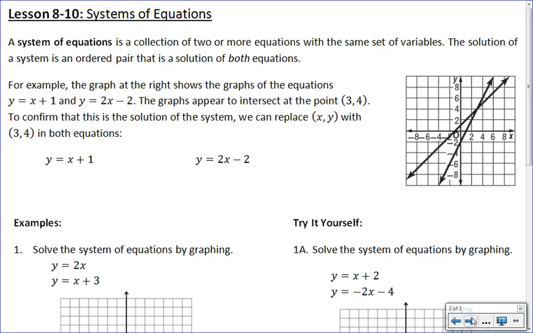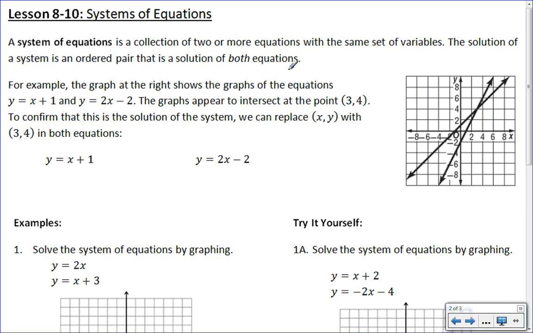A system of equations is a collection of two or more equations with the same set of variables. Usually for us, this will be x and y, though it could be something different, especially if it's dealing with an actual real-world situation. But two or more equations with the same set of variables. The solution of a system is an ordered pair that is a solution of both equations. So it has to be a solution of both of the equations in the system.